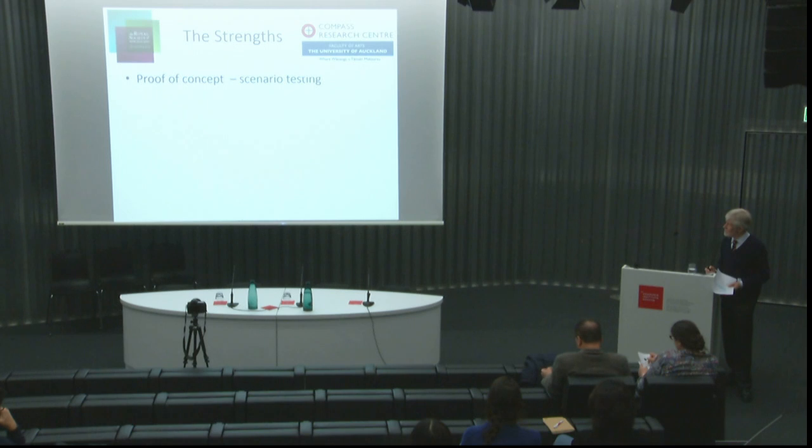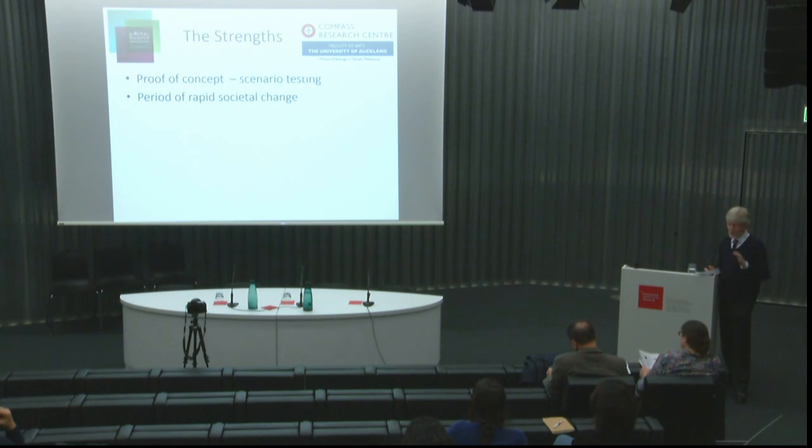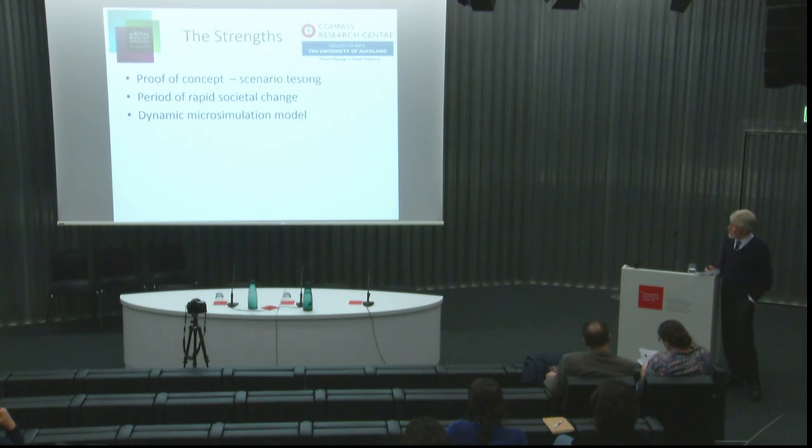Okay, so the strengths. This is a proof of concept scenario testing, which I think is a worthwhile concept. It was a period of rapid societal change. If there hadn't been rapid societal change, we wouldn't have much to say. But there really was a big change: the deregulation, the boomer generation, immigration, opening up of tertiary education, just big, big changes. And a population increase from 3 million to nearly 5 million in 40 years. We have a dynamic microsimulation model, so it's over time. It's a whole of society, so it's not just one little subgroup.